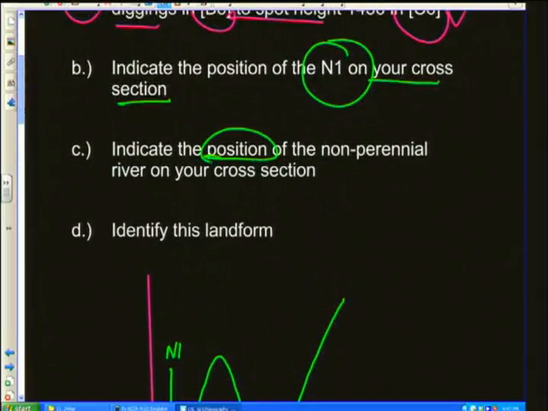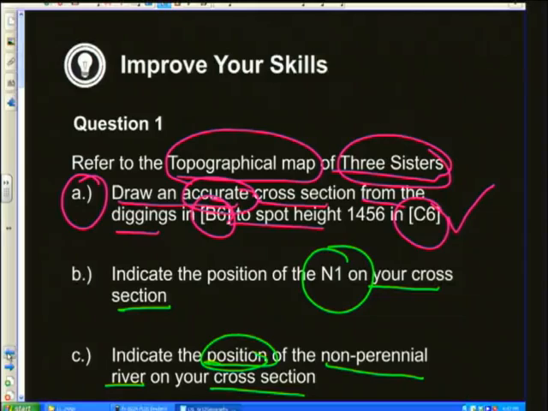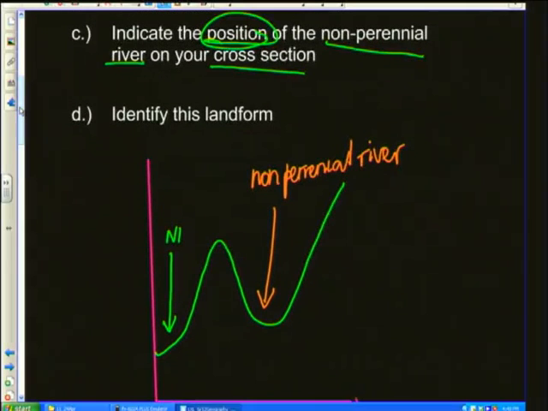Indicate the position of the non-perennial river on your cross-section. Let's go back to the topographic map, and when we look at the topographic map, you'll note the following. The non-perennial river is in that area there and lies between the two peaks. So back to my cross section, and my non-perennial river lies in that area there. Non-perennial river. Let's go further down to the next question.